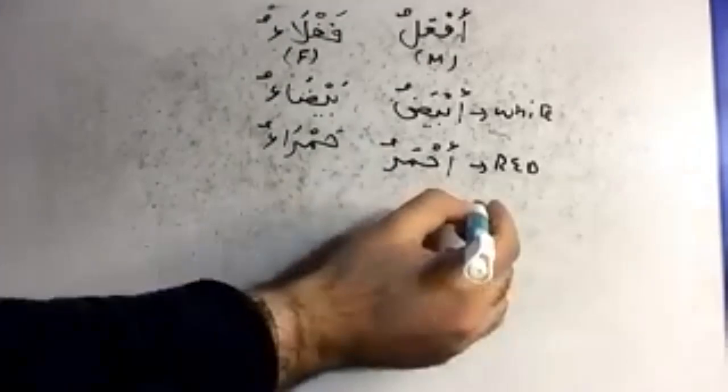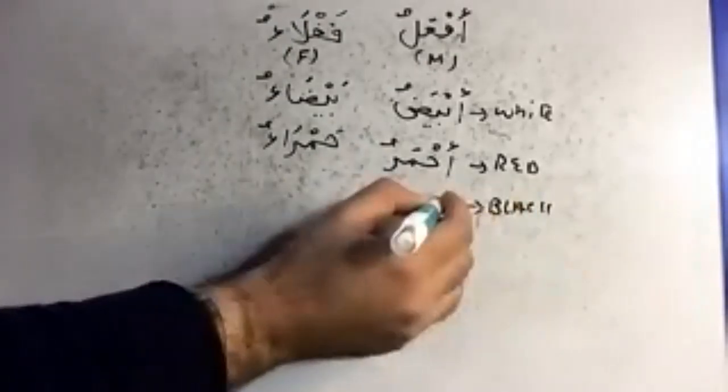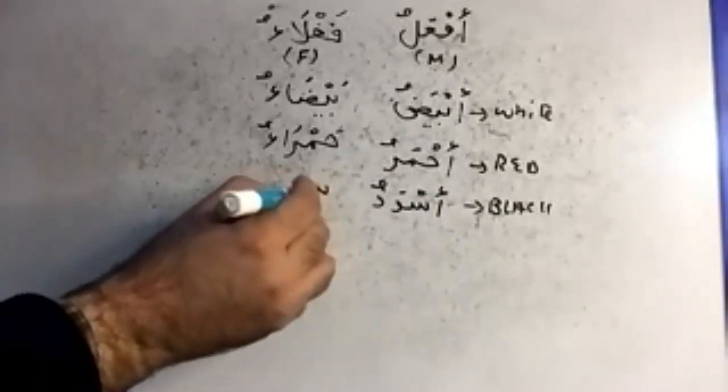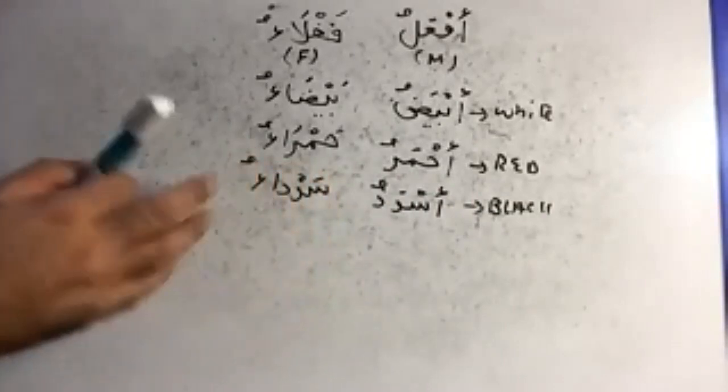So I'll give you some more colors. I have black, aswadu. Like we use the hajar aswad, the black stone. It is a stone, but it's a black stone. So black is a sifah, right? Aswad. Its feminine will be saudaa'u. If there is any noun which is feminine, you can use saudaa'u.